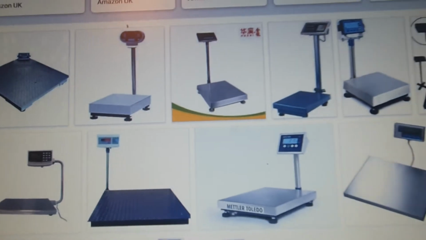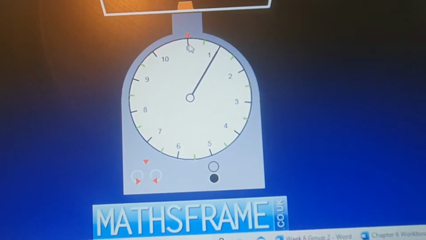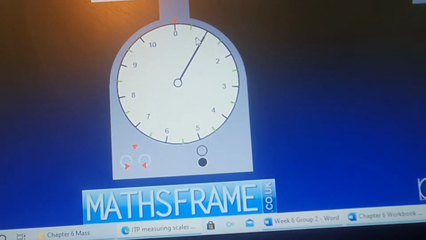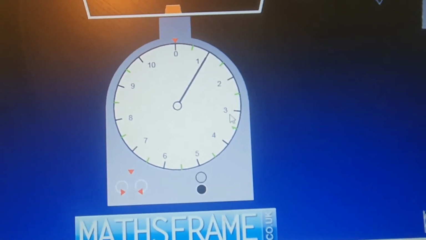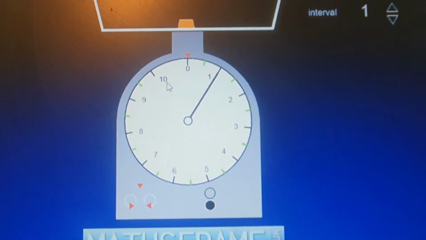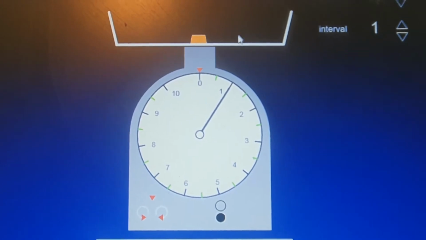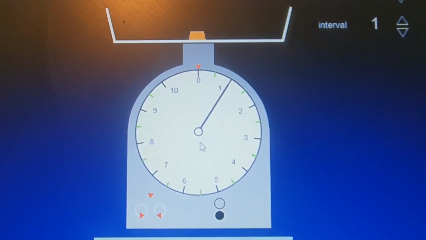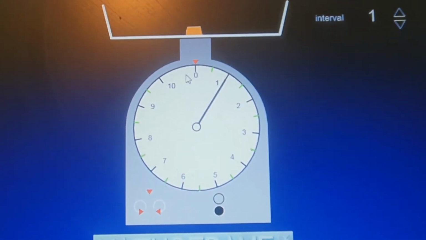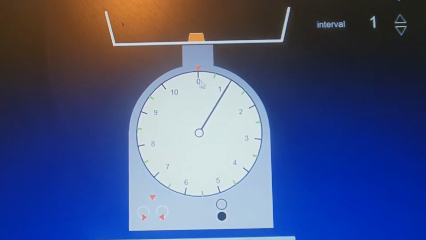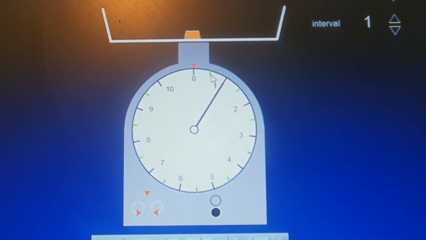Okay, so just going to show you this. This is a weighing scale here, and this is in kilograms, but it doesn't say anywhere. We can see we're going up 1, 2, 3, 4, 5, and so on up to 10. And you can see there is something there already. So how much does that weigh? You can see our marker is pointing to the 1. Now what's in between 0 and 1? That's right, it's half. So if it was there, it would be half a kilogram.